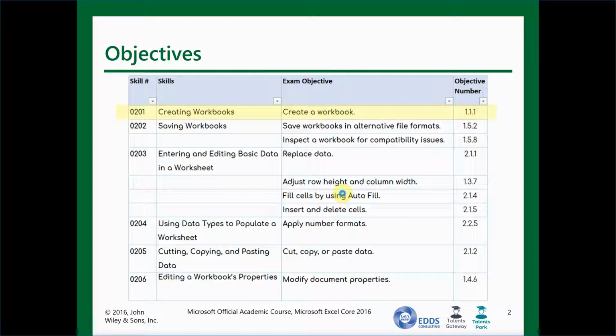As you can see from the table, these skills are linked with some exam objectives. As you know, this course is for the preparation of Microsoft Excel exam 77-727. Every skill is connected with an exam objective in this course.